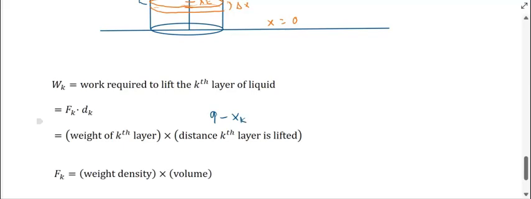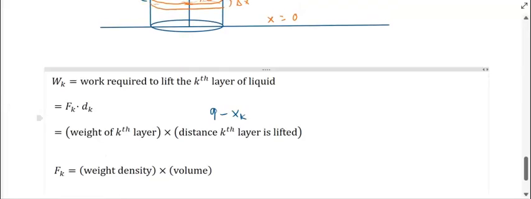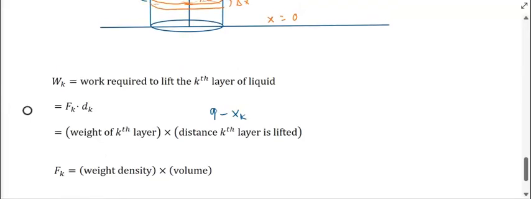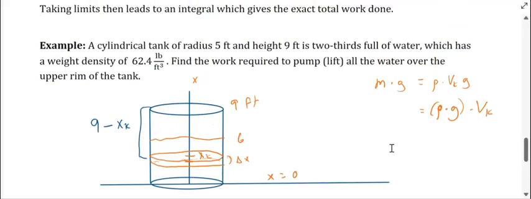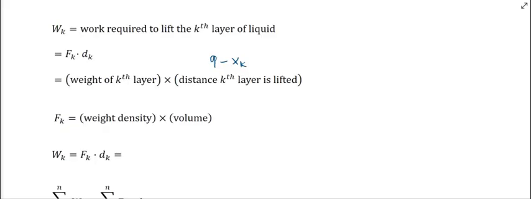The weight of the kth layer is going to be the weight density times the volume. In the problem, just scroll back up for a moment, we're told that the weight density, notice we're given imperial units here, is 62.4 pounds per cubic foot. All right, so let's write that out. It's going to be, in this case, weight density 62.4. I'm going to include the units, pounds per cubic foot.